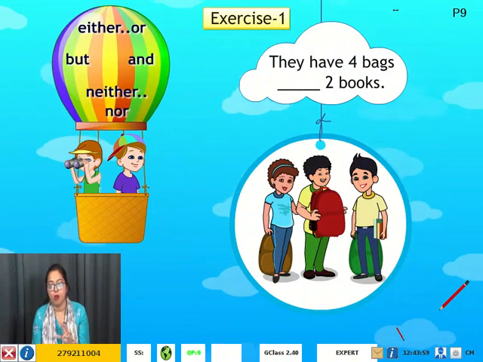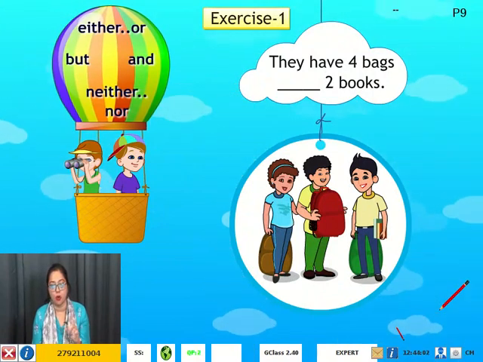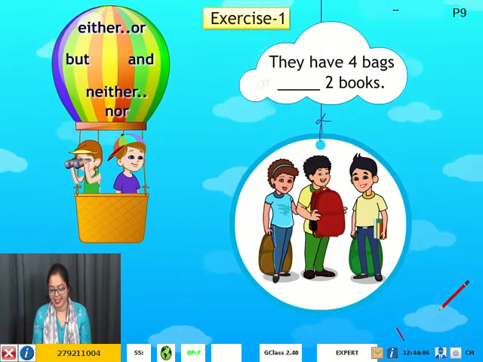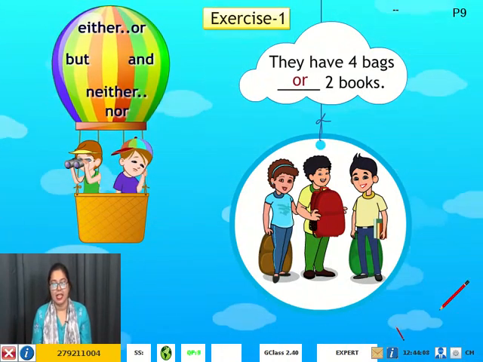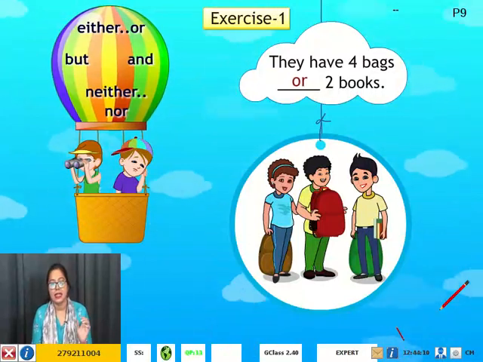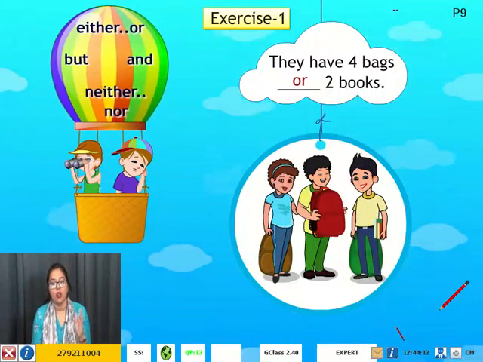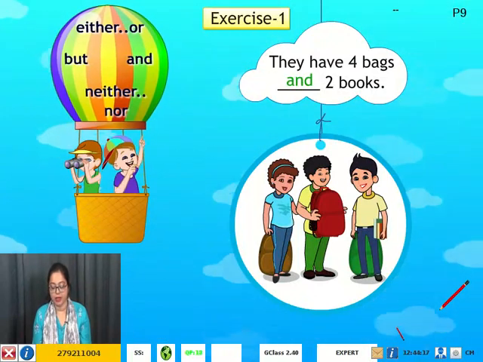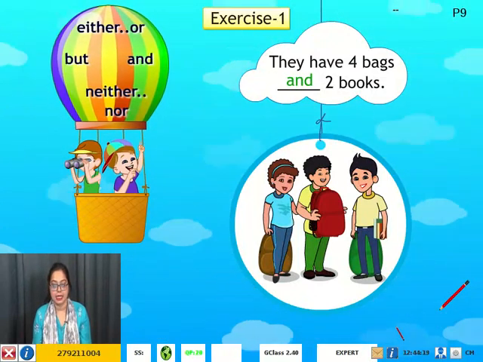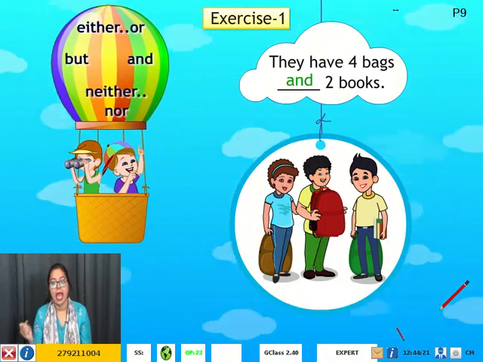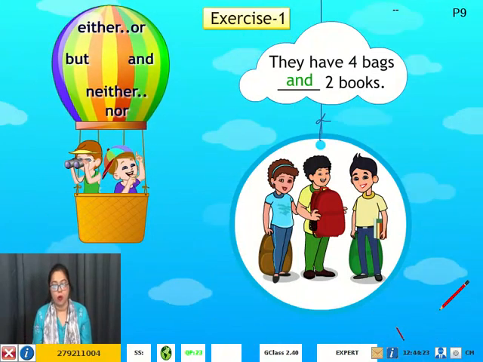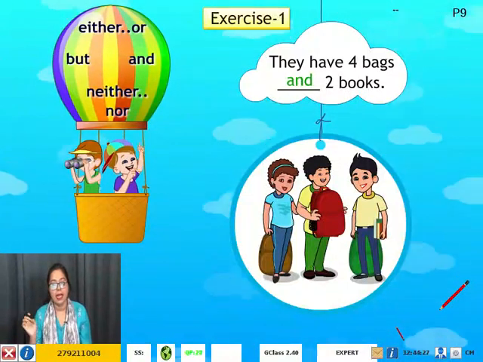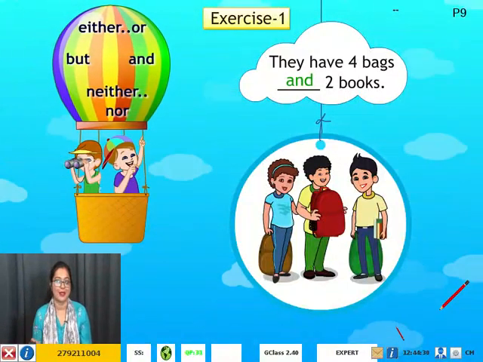They have 4 bags dash 2 books. So what will be the conjunction you will be using here? Yes, the correct answer for this is, they have 4 bags or 2 books. That means or is the connector that we have used. Even we can use and. They have 4 bags and 2 books. So what is the correct answer? The correct answer is they have 4 bags and 2 books. Okay.